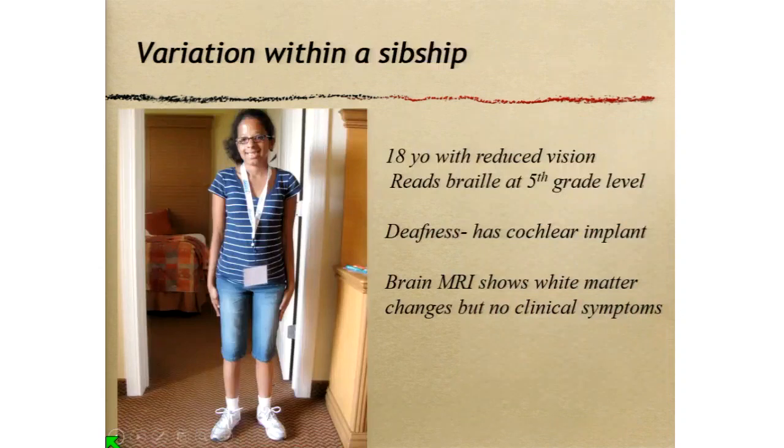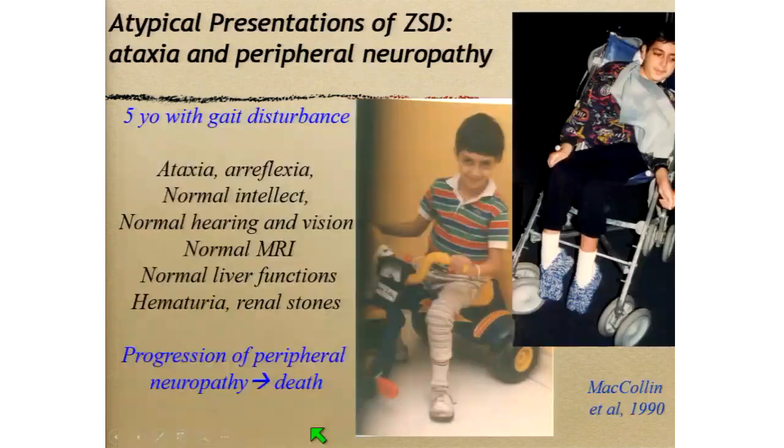And then we also see variation within a sibship, so that this 18-year-old is the sister of that child with the leukodystrophy that arrested, and she has normal intellect and deafness and blindness. And she does have white matter changes on the MRI, but in this sense they were silent, and she's never had any clinical symptoms.